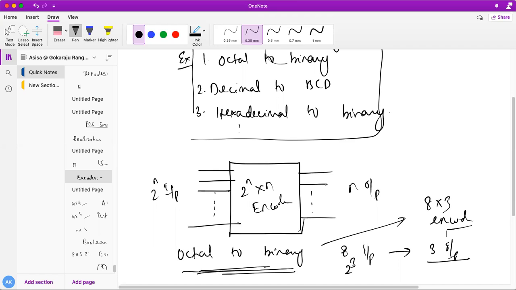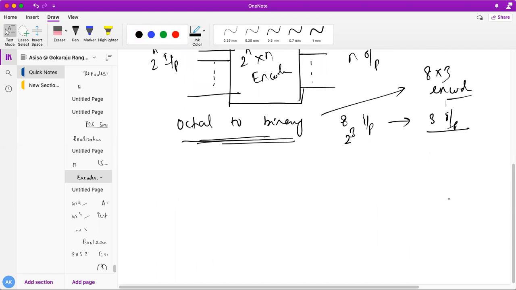We'll see how the encoder works. Mainly, an encoder converts any other code to the binary code. So we'll see one basic octal to binary encoder.